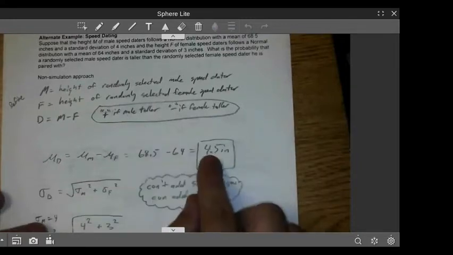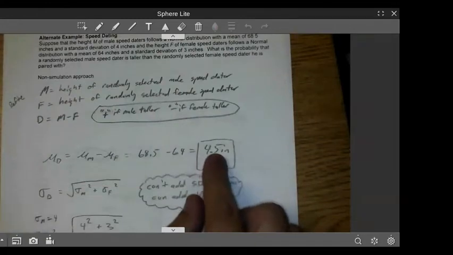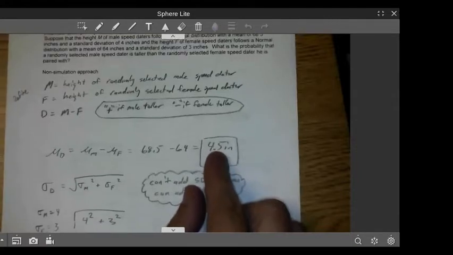Positive, so 4.5 is the average. If I randomly take 2, and I do that a whole bunch of times, my male is going to be taller than the females by about 4.5 inches on average, if I do a large number of them. All right, now here's what gets weird.